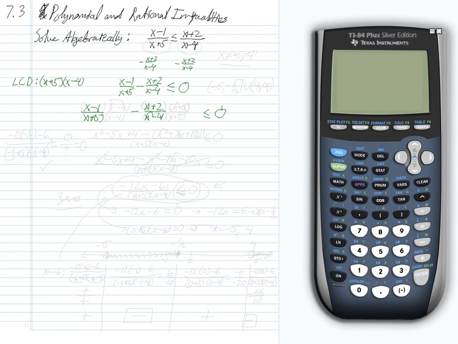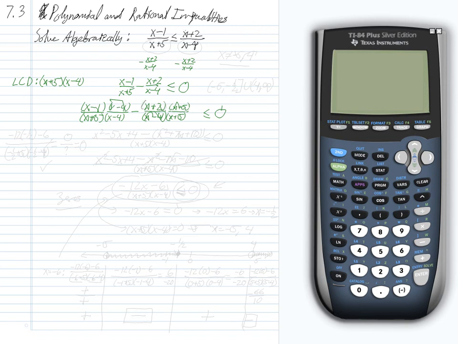I am missing an x minus 4 from this first fraction, so if I want one in the denominator, I have to supply one in the numerator. And I am missing the x plus 5 from my right-hand fraction in the denominator, so I have to supply one in the numerator as well. Alright.